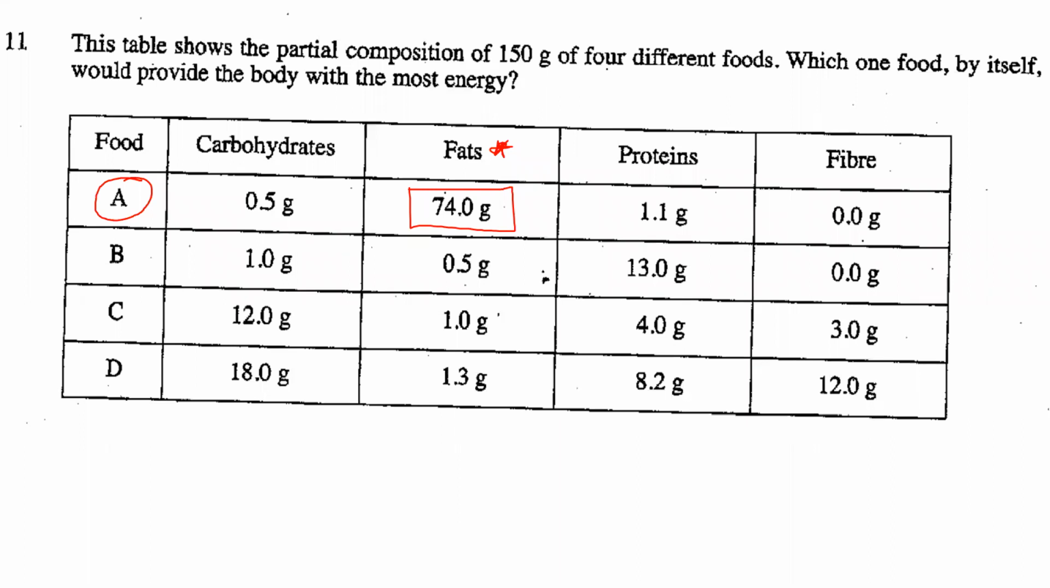Does anyone know the reason why A would provide the body with the most energy? Because there's a lot of fat. Very good. Because there's a lot of fat. That's the one with the most fat in it.